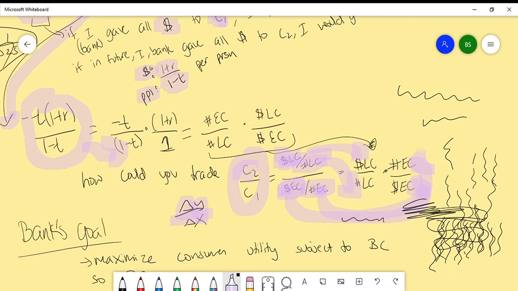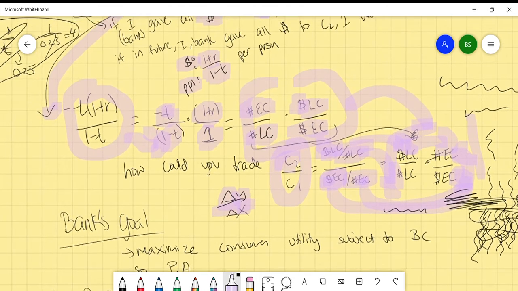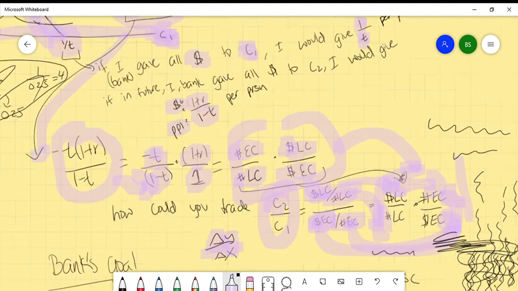So negative t. What is t again? t is the number of early consumers. 1 minus t is the number of late consumers. 1 plus r is the dollars given to late consumers, and 1 is the dollars given to early consumers. So this thing over here is basically the same thing as this thing over here. If you just switch these 2 things around, it's the same, just rearranged. But anyway, that is the gist of where the slope comes from.